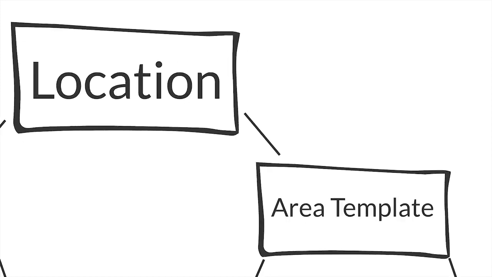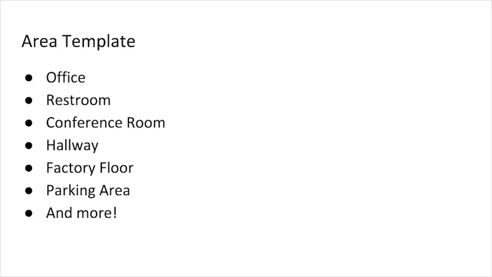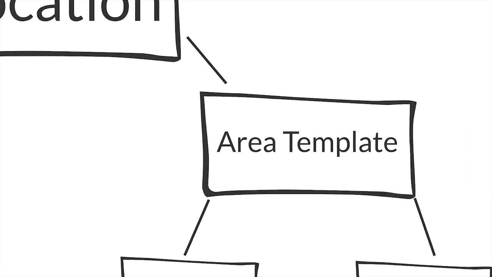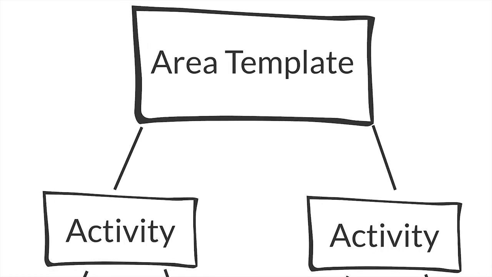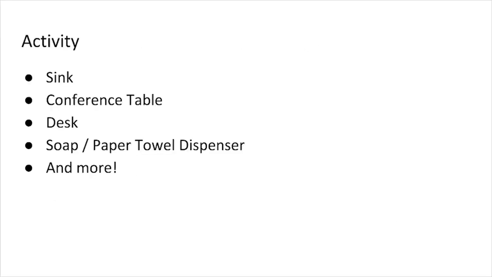Area templates are the types of rooms that make up a location. These can be offices, restrooms, conference rooms, hallways, and any other appropriate room types. Each of these rooms will likely include key cleaning items or features that need specific attention called activities. Activities are the different cleaning features in all types of rooms. For example, a sink is an activity in a restroom, and a conference table is an activity in a conference room.